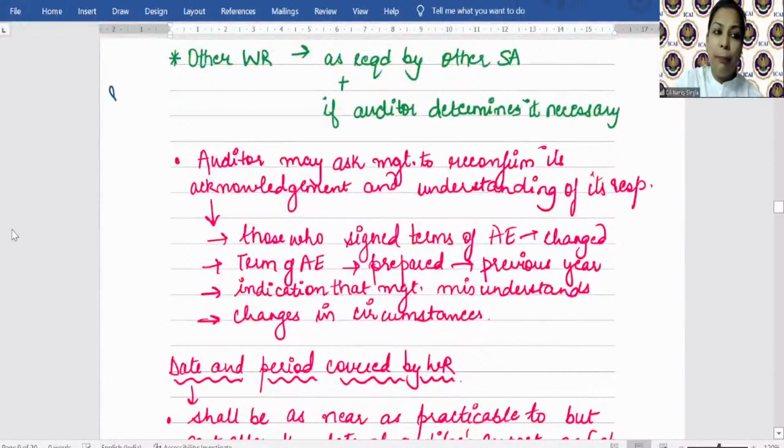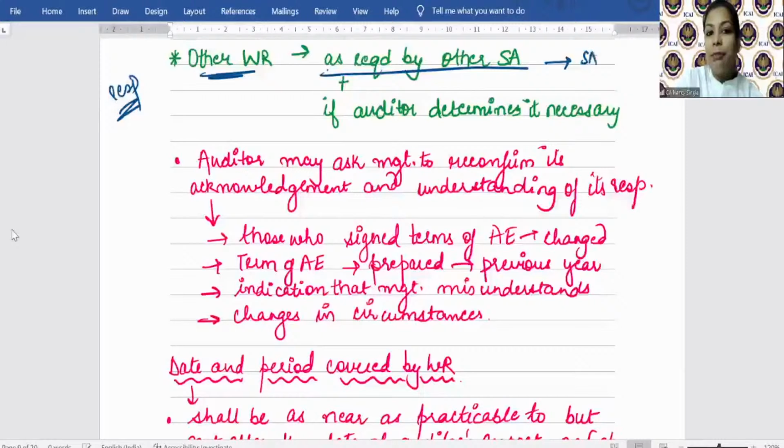Now, apart from the responsibilities of the management, other written representations as required by other SAs. I gave you the example of SA 501, which says that the auditor obtains written representation with respect to litigation, and if the auditor determines it necessary to do so, as and when the audit proceeds, wherever the auditor feels, as per his professional judgment, there is a need to obtain a written representation, he may obtain that.